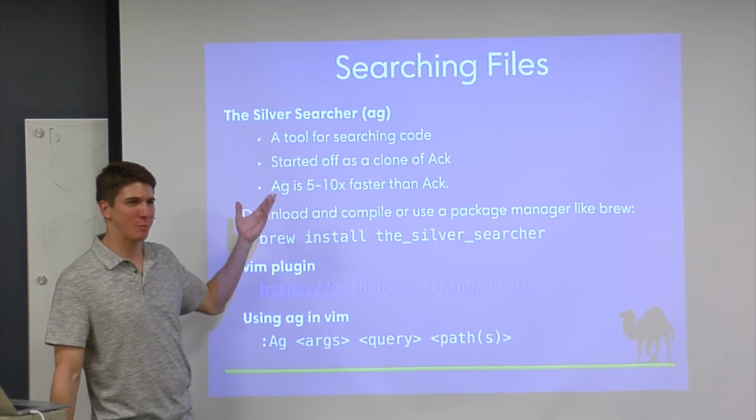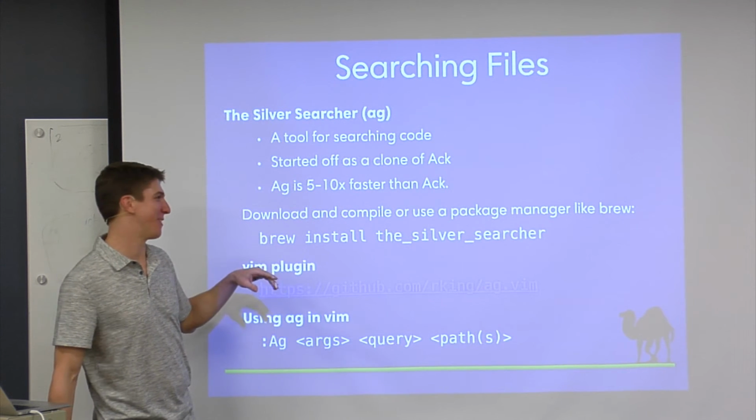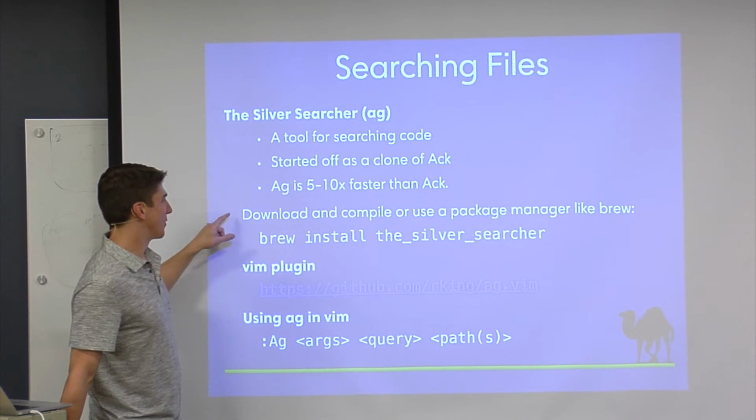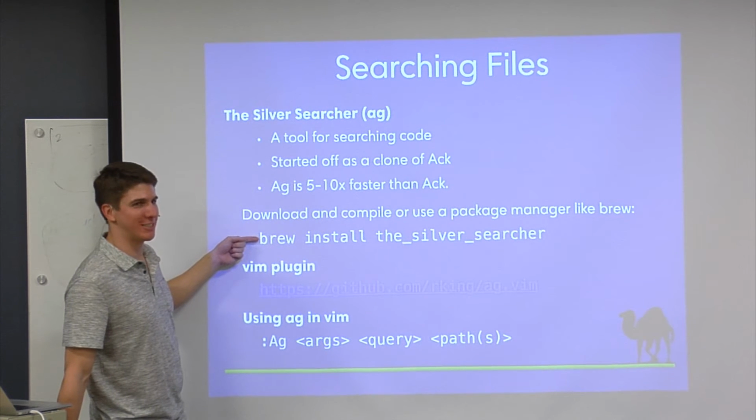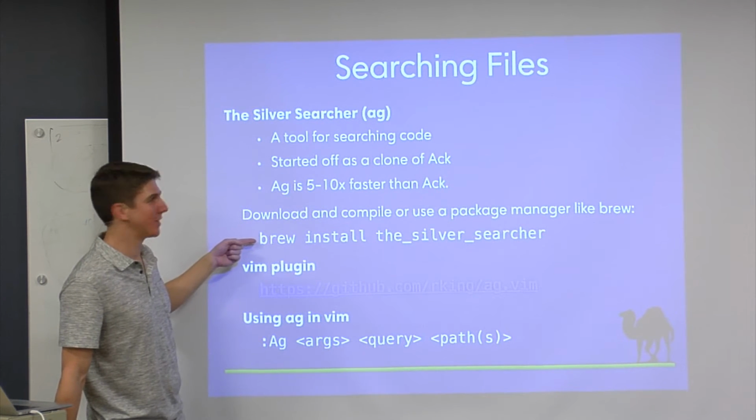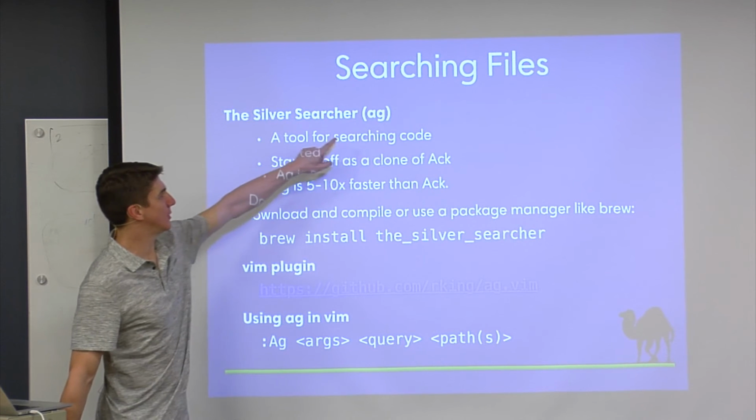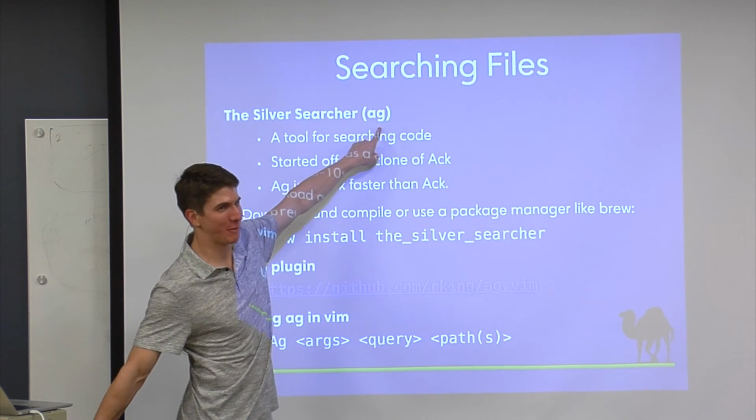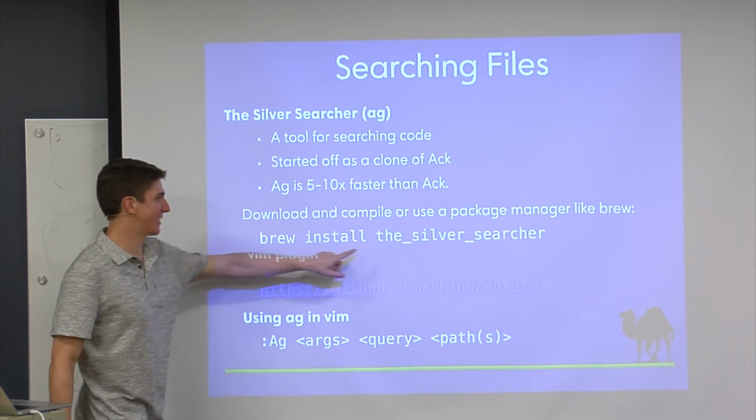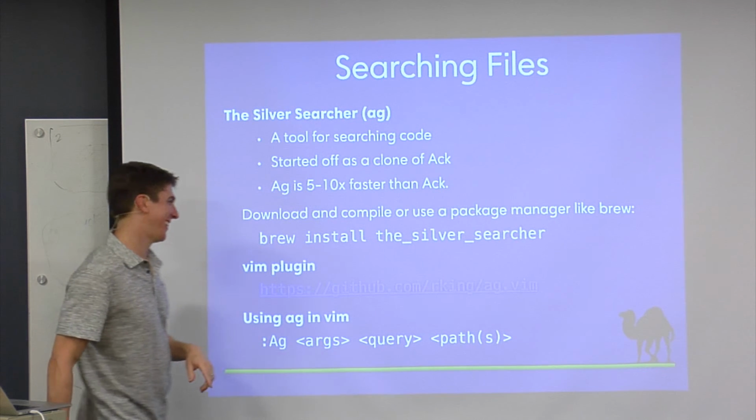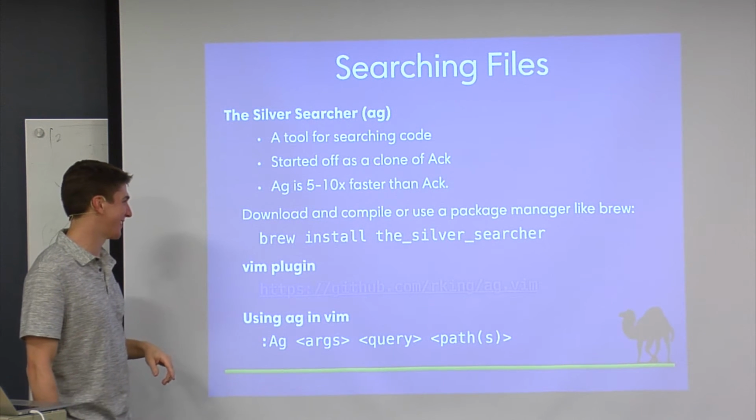Because ACK was written in Perl. It's totally functional. It's just not fast. So again, it's just this easy. Brew install the Silver Searcher. And if you get the joke here, the command name is AG, but it's the Silver Searcher. Not the Silver Surfer, it's the Silver Searcher.